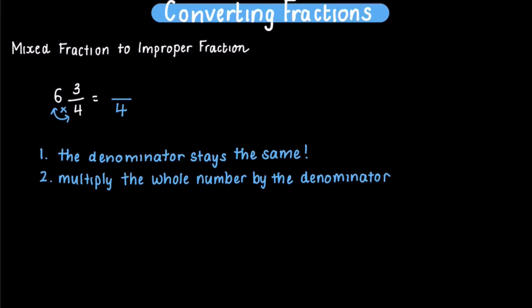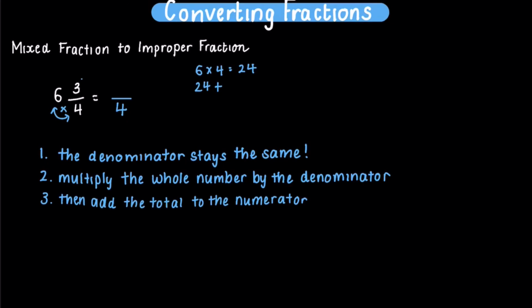Then we have to add the product of 6 times 4 to the numerator. So 6 times 4 was 24, and then we need to add it to the numerator, which is 3, giving 27. So the mixed fraction of 6 3/4 becomes an improper fraction of 27/4.